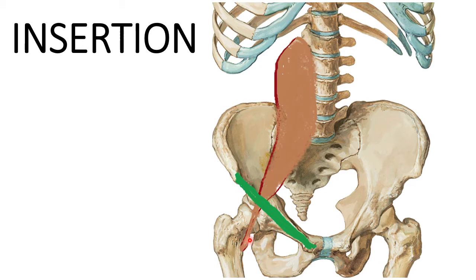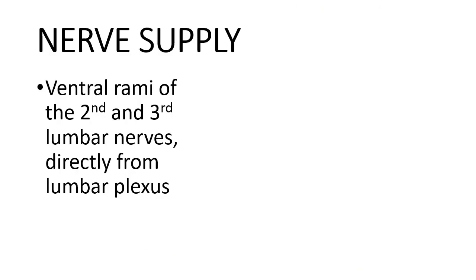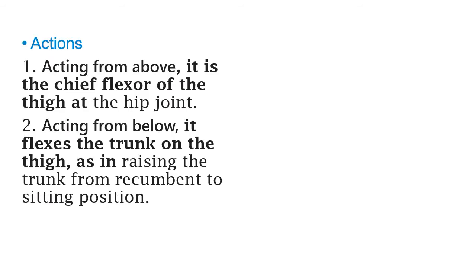Okay, so that is the origin and insertion of the psoas major. And here you can see in this picture how these two muscles are joining and forming a common tendon over here, and this common tendon is getting inserted to the lesser trochanter of the femur. Then what about the nerve supply of this psoas major? Psoas major is supplied by ventral rami of second and third lumbar nerves directly from the lumbar plexus.